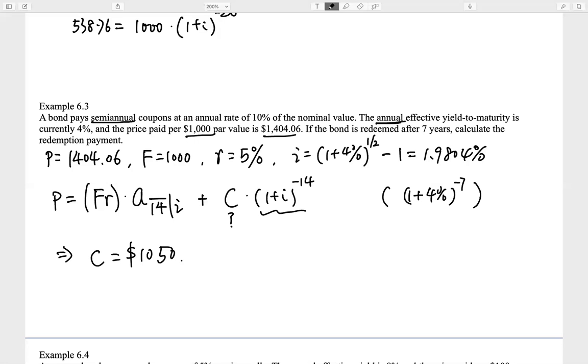$1,050. So the redemption value is actually bigger than the face value, right? So it does not need to be redeemed at 100%, it can be redeemed higher than the face value, the face amount.